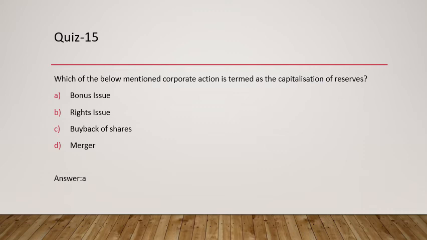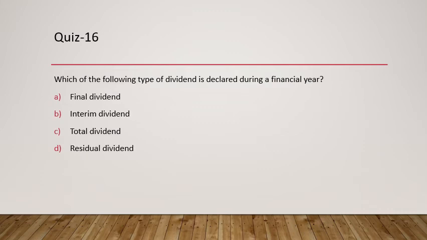Let us move to question number 16. Which of the following type of dividend is declared during a financial year, which means between the financial year you get to see this dividend. So it is called as interim dividend. So the answer is B. No final dividend. Final dividend comes after the end of the financial year. There's nothing called as total dividend, or you can add interim and final dividend and get to know the sum of it. Okay, and residual dividend is a term which does not exist.